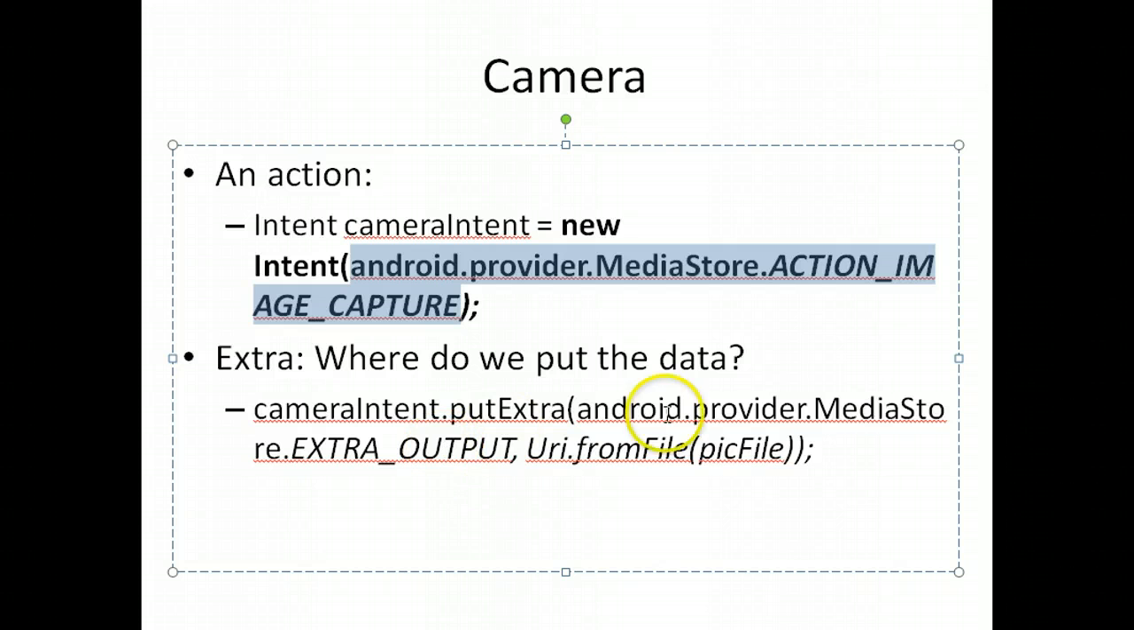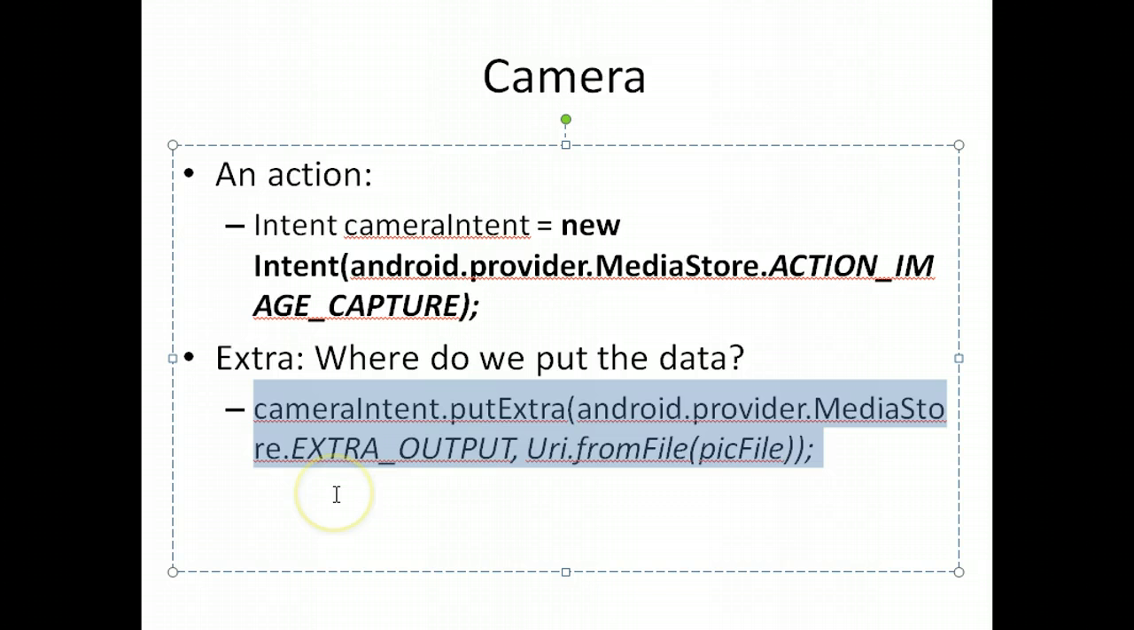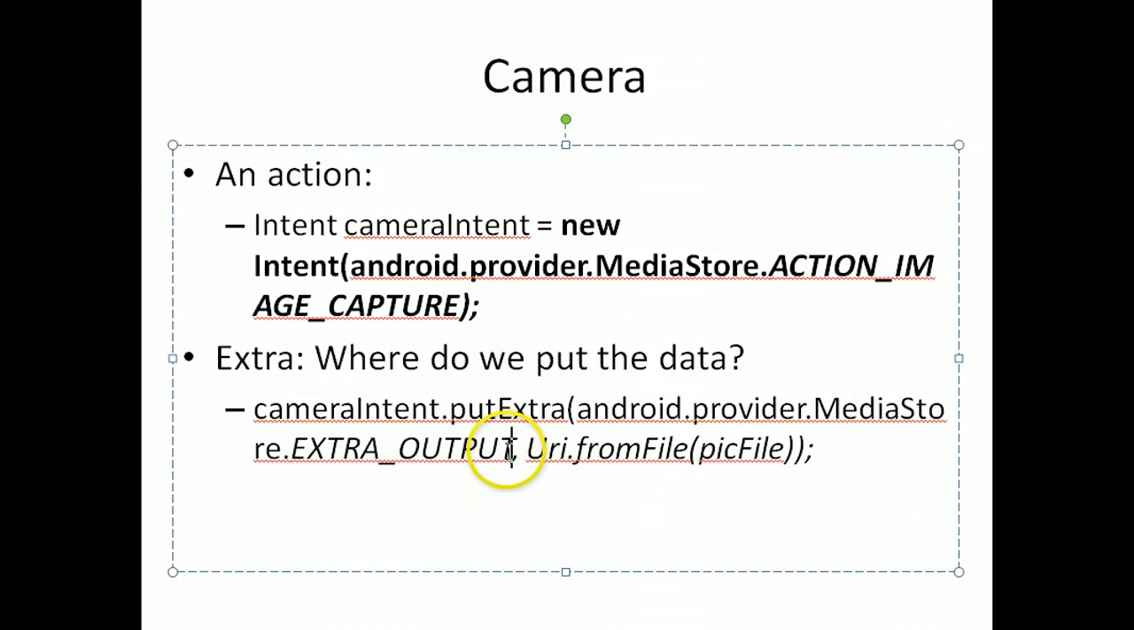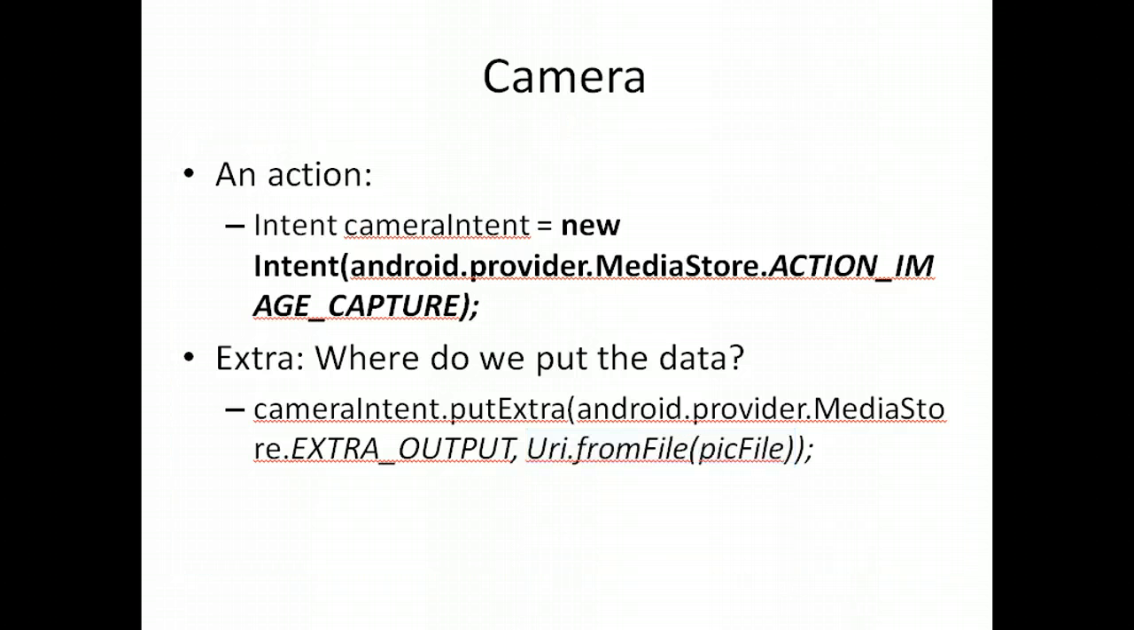Okay? And then also we need to tell it what to do. It's either going to return data to us or it's going to save a file. And so what I'm saying here is I'm making an extra. And in that extra, I'm saying, okay, what is the output? That's kind of a flag I'm sending. What is the output? I want you to output it to this location called pic file, which I don't have shown on this screen, but we will look at that in just a moment. So that's a camera, okay?